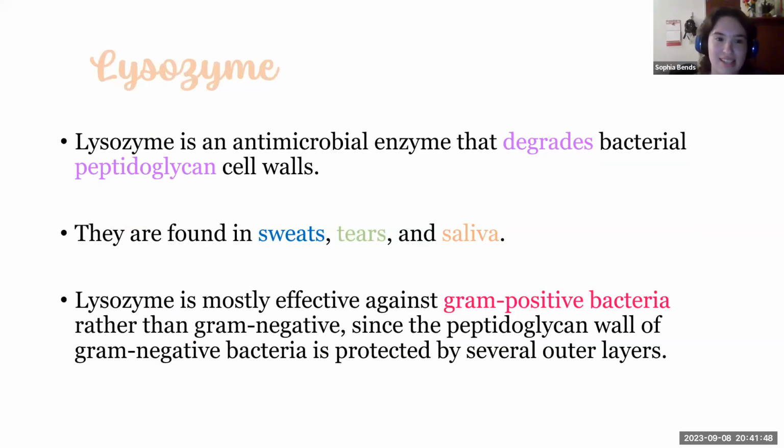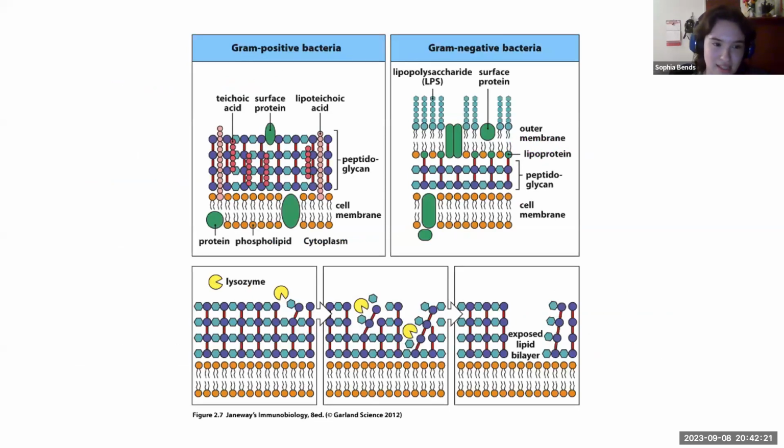Lysozymes are an enzyme that degrades bacterial peptidoglycan cell walls. The peptidoglycan layer acts as the cell wall's backbone by offering strength to the cell wall. Lysozymes can also break down ingested microbes. They are found in our sweat, tears, saliva, and mucus. It's mostly effective against gram-positive bacteria rather than gram-negative, mostly because the gram-negative bacteria are protected by several outer layers. So in this diagram, you can see that the lysozyme kind of looks like a Pac-Man. It is just going in and degrading that peptidoglycan.